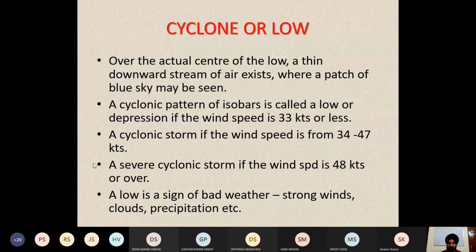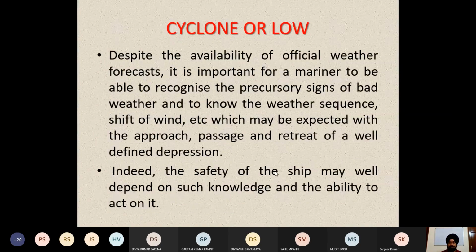So that means a severe cyclonic storm means the wind speed will definitely be higher than 48 knots. Now, despite the availability of weather forecasts, it's important for a mariner to be able to recognize the precursory signs of bad weather. That is what the whole idea is. Of course, this used to be an art, now it is becoming a science, and we are lagging behind. We are all dependent on the instruments, isn't it?